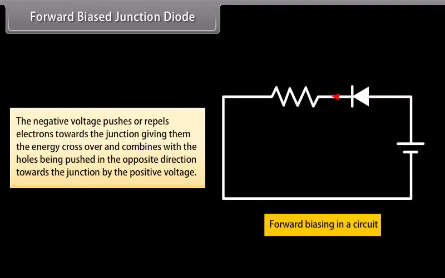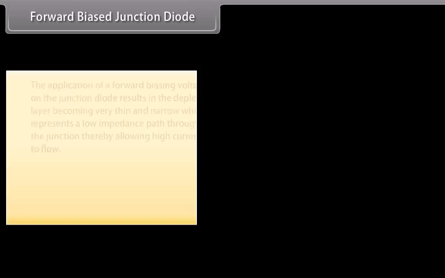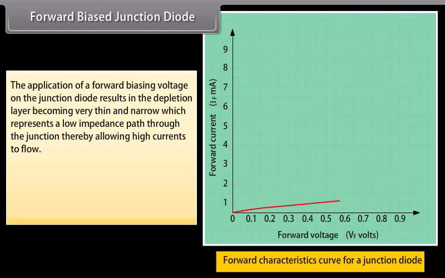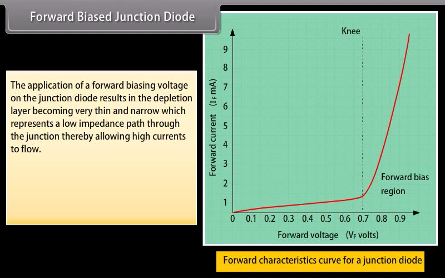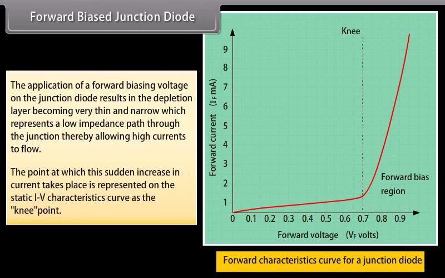The negative voltage pushes or repels electrons towards the junction, giving them the energy to cross over, and combine with the holes being pushed in the opposite direction towards the junction by the positive voltage. The application of a forward biasing voltage on the junction diode results in the depletion layer becoming very thin and narrow, which represents a low impedance path through the junction, thereby allowing high currents to flow. The point at which this sudden increase in current takes place is represented on the static IV characteristics curve as the knee point.